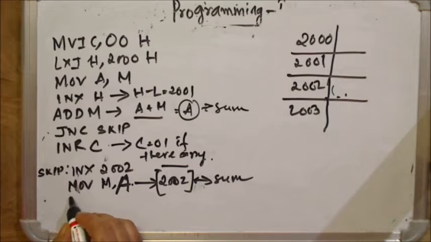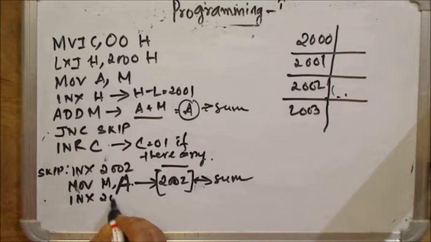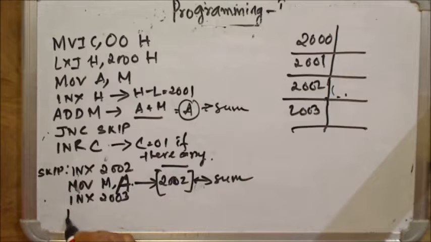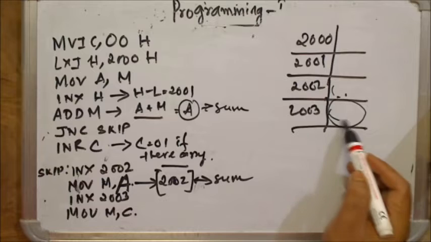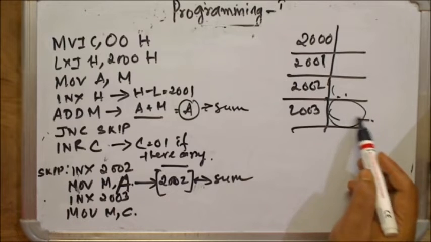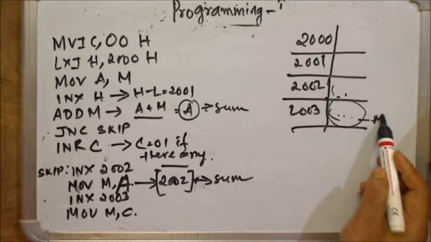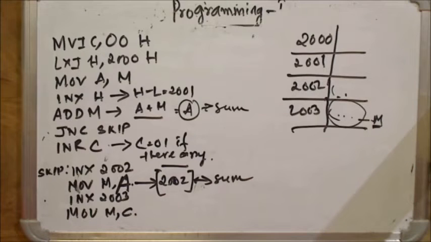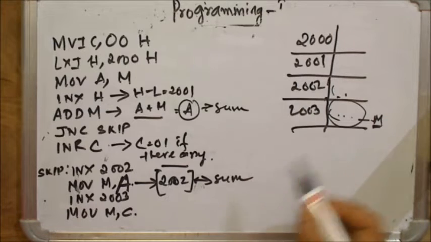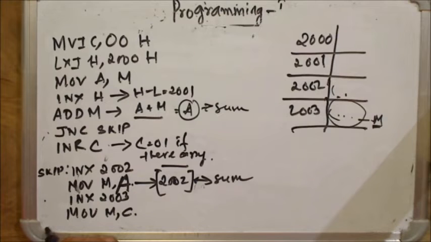Then you have to store the carry also. So you have to go to the next memory location, INX H, 2003. Then you have to move the carry, move M comma C. Once the HL pair gets incremented to 2003, M will get the new value 2003. Whatever is in the carry register, either 0 or 1, will get stored in 2003. Then we will end the program by writing HLT. I hope this is clear.